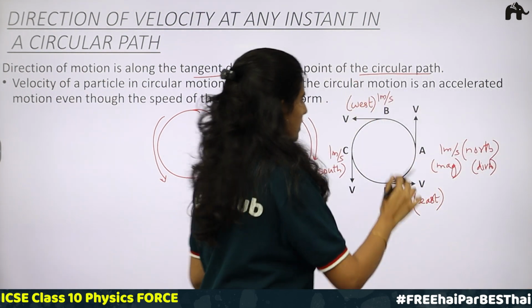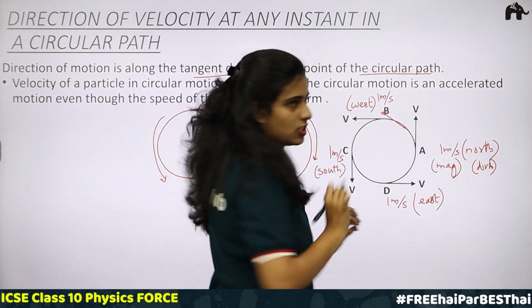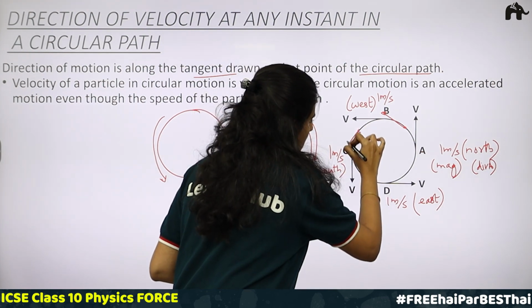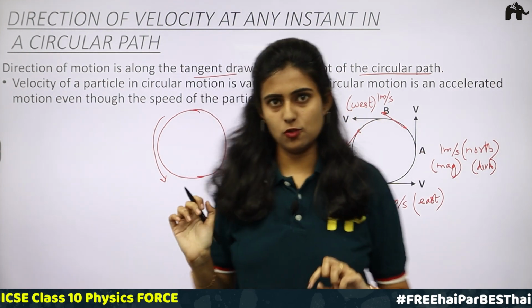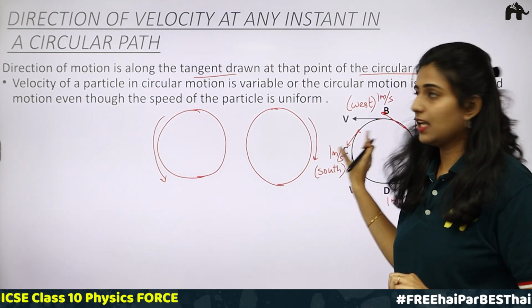In the circular path, if I reach this point and draw a tangent from here, this is the direction of motion at this point. If I reach this point and draw a tangent here, this is the required direction of motion. So at any point, if you draw a tangent, you will get the direction of motion.